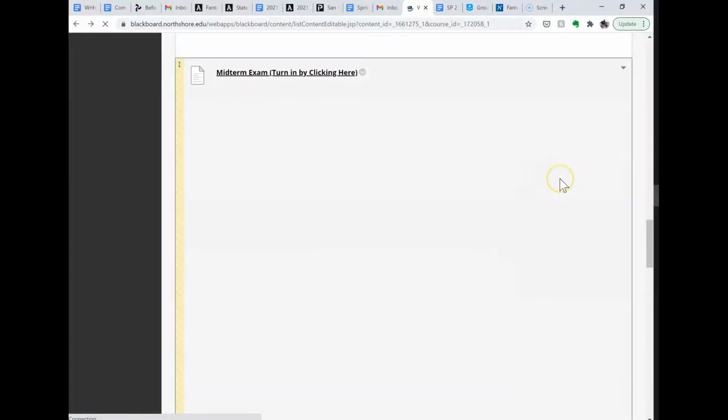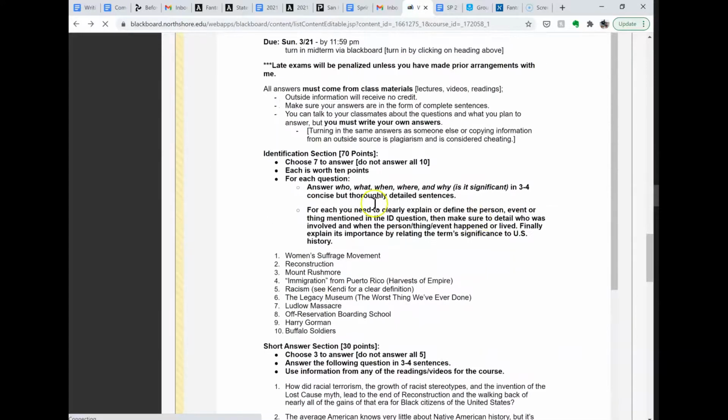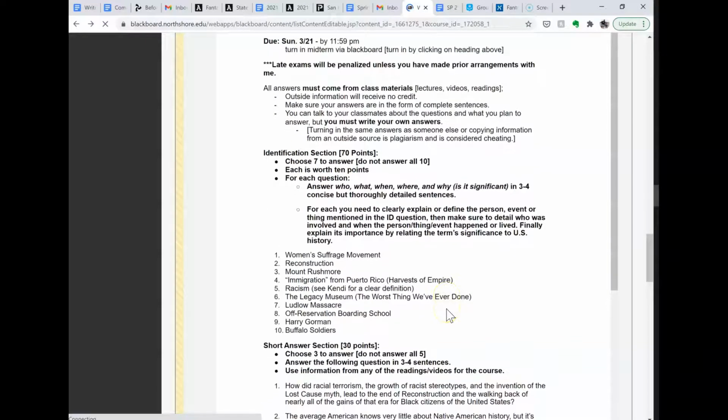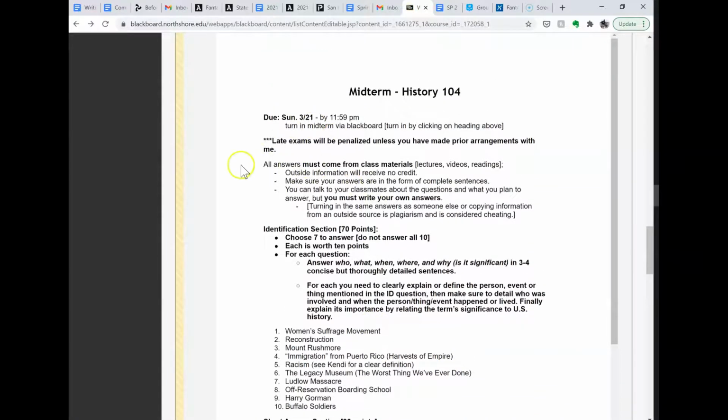Okay, for the exam itself, it's just divided into 2 different sections, an ID section and a short answer section, and together it adds up to 100 possible points. So for this top part, it says late exams will be penalized unless you've made prior arrangements with me. Basically, just make sure to email me if you have any issue with getting it in on time. I'm hoping because you're getting more than 7 days that everyone should have time to get it done.